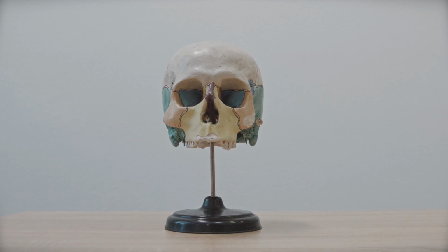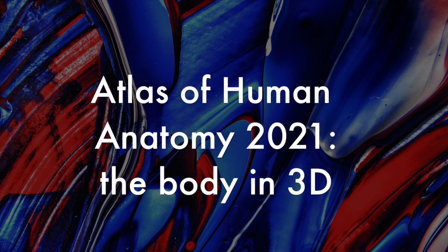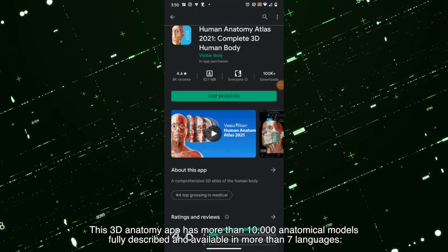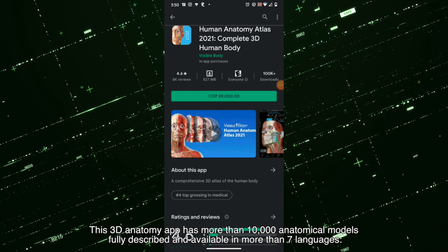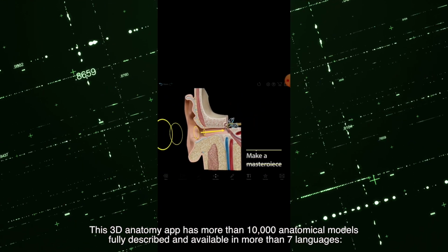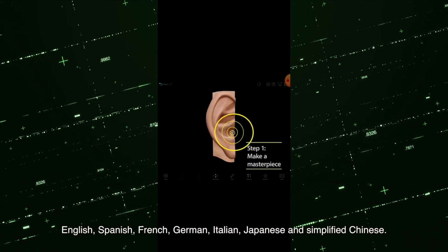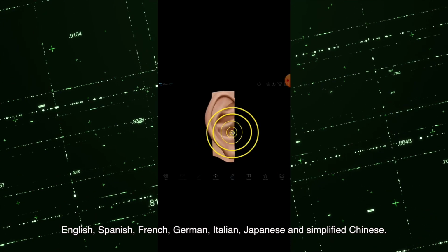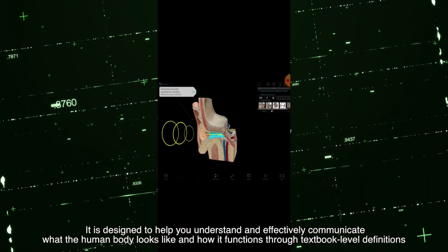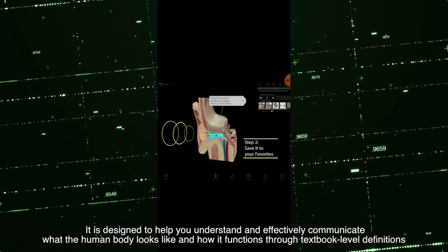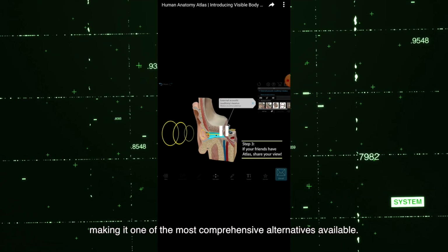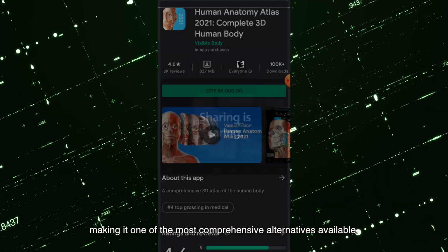The first is Atlas of Human Anatomy 2021, The Body in 3D. This 3D anatomy app has more than 10,000 anatomical models fully described and available in more than 7 languages: English, Spanish, French, German, Italian, Japanese, and simplified Chinese. It is designed to help you understand and effectively communicate what the human body looks like and how it functions through textbook-level definitions, making it one of the most comprehensive alternatives available.